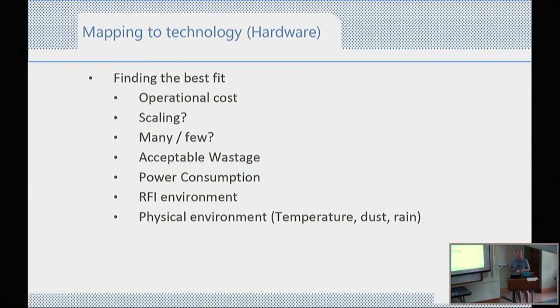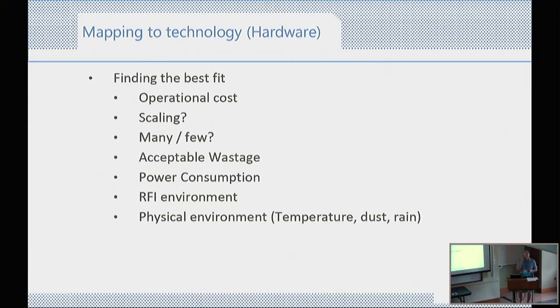Another thing to trade off is wastage. Sometimes you have to trade off whether I'm going to make it less optimal, but it's going to cost me less, and I can accept the wastage. So there's a trade-off there. Power consumption, as I said, is an important thing. We have a lot of these things stacking up. Your electricity bill quickly becomes a pretty big operating expense.